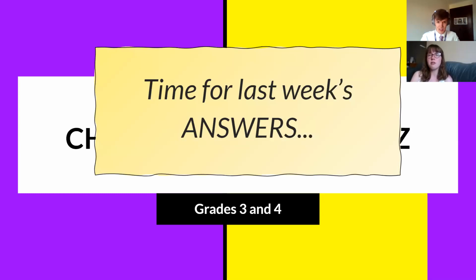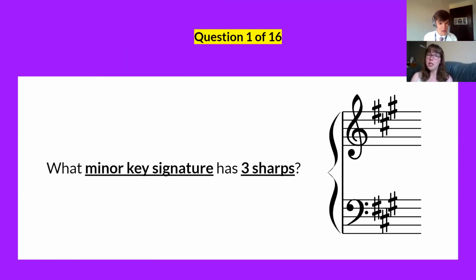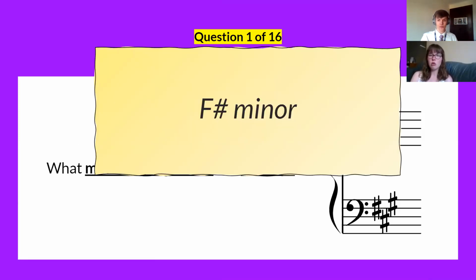So go find your answers and get ready to mark. So question number 1, what minor key signature has 3 sharps? It is F sharp minor. So we've gone down a minor third from A major, so A major has 3 sharps and we're finding the relative minor.